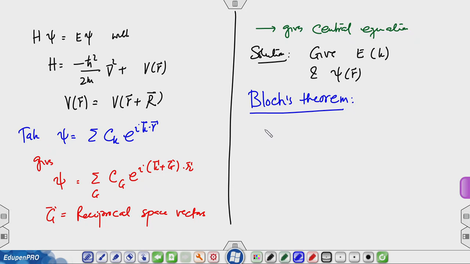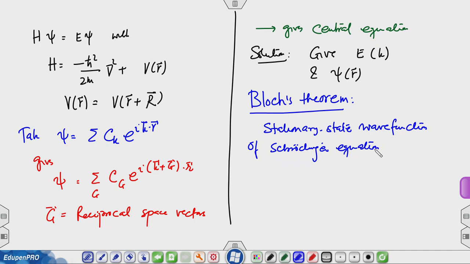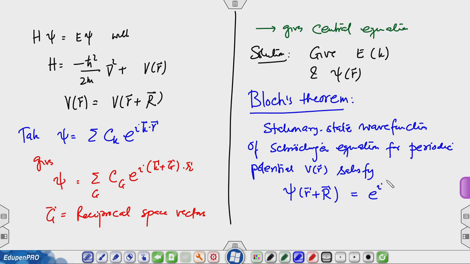The statement is: the stationary state wave function of the Schrodinger equation for a periodic potential V(r) satisfies psi(r plus R) equals e raised to i k dot R psi(r), R being a crystal or lattice vector.